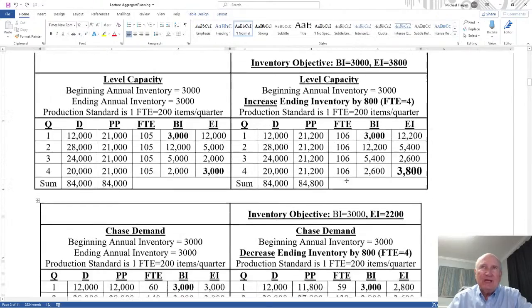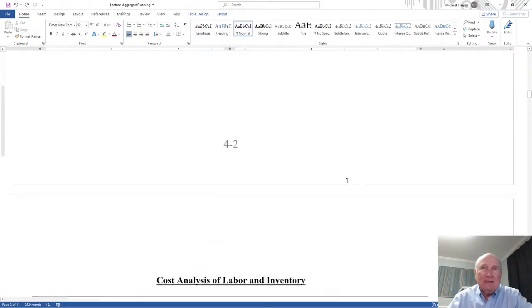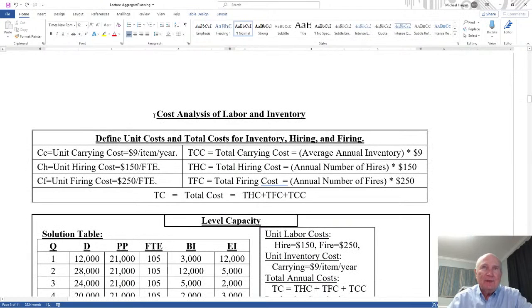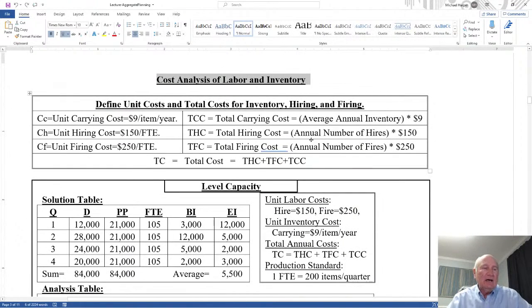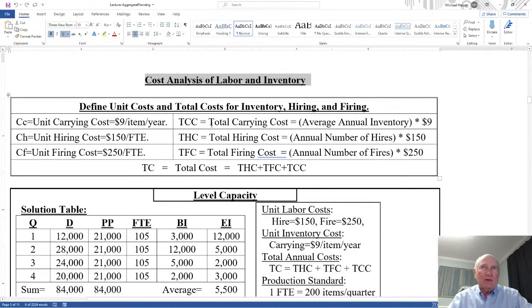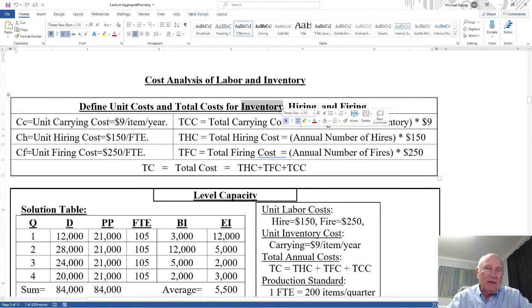Well, we've looked at the objective now. Now, the next thing, let's look at a cost analysis. Now, remember, we're looking at labor and inventory, so let's do a cost analysis of labor and inventory. First of all, we need to define unit cost and total cost for inventory, hiring, and firing. So the labor is going to be hiring and firing, and our inventory is going to be carrying cost.